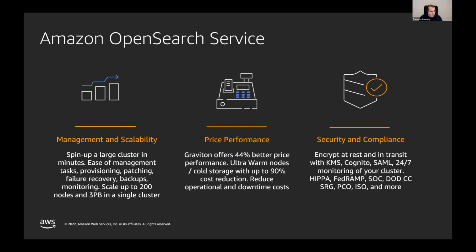Then is price performance. Graviton processors get about 44% better price performance. On top of it, you have ultra-warm nodes and cold storage with the potential of 90% cost reduction. This on top of the great pricing you get with AWS. Also, last week at reInvent, we announced Amazon Opensearch Serverless. This is a great new functionality that allows you to easily scale when your application needs it without having to provision ahead. So Opensearch Serverless is a game changer for your log analytics and search.